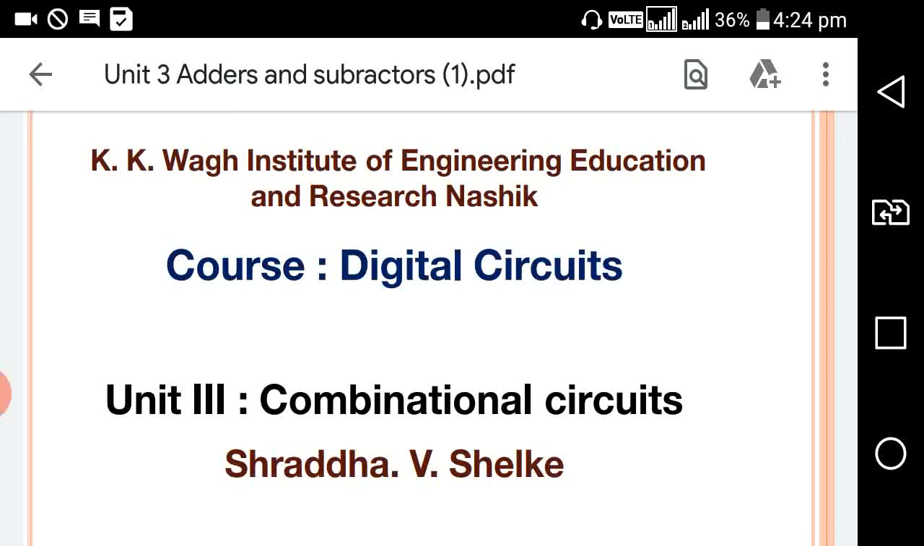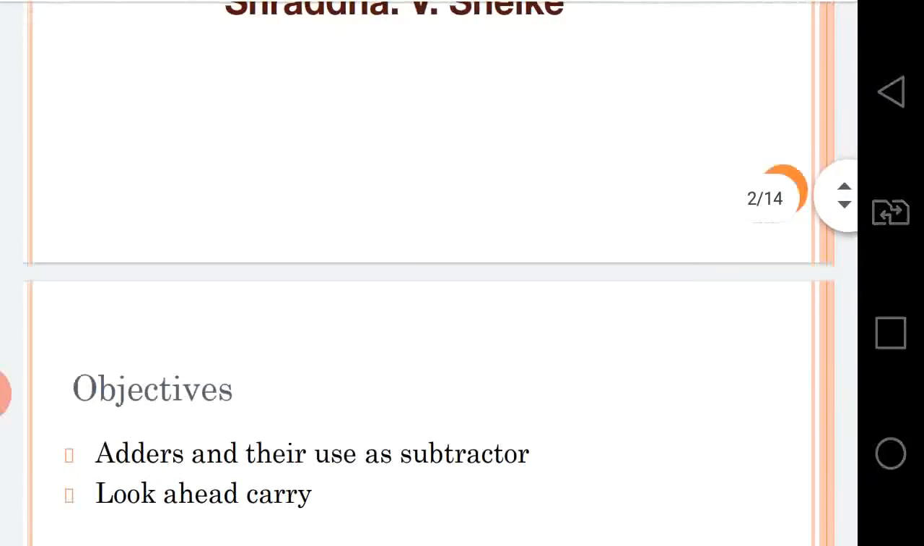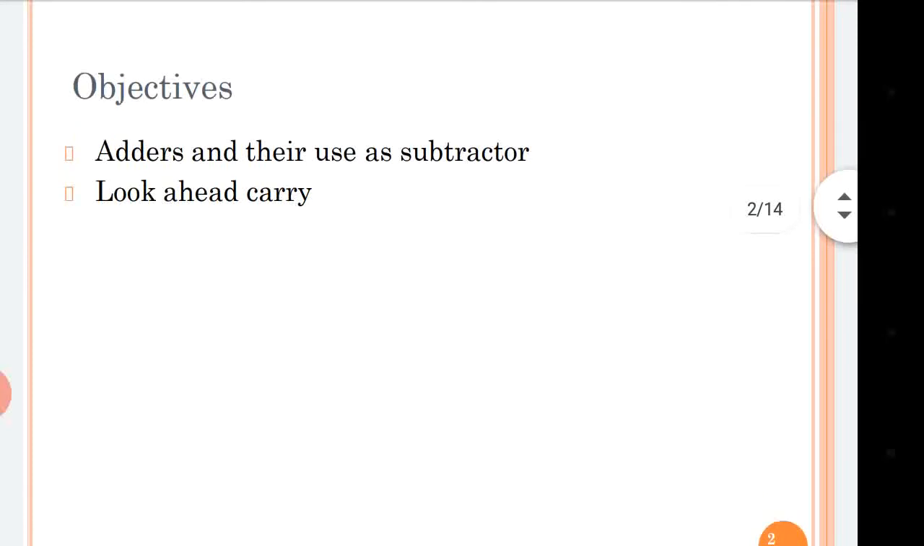In this lecture, we will discuss combinational logic circuits. Objectives of this lecture are to talk about adders and their use as a subtractor, and then we will discuss the look ahead carry adder.